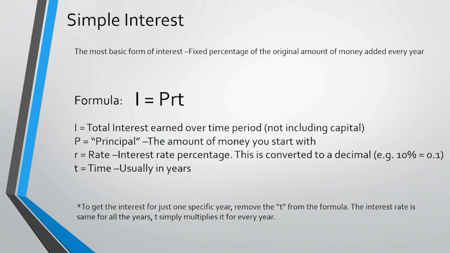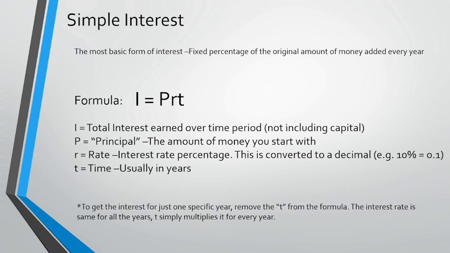P, which is capital P, always capital P, stands for principal, or the starting amount of money. This is also known as the capital. R, or the lowercase r, always lowercase r, stands for rate, the interest rate percentage. This is converted to a decimal. For example, if the rate is 10%, then the R value would be 0.1. T, or lowercase t, is time in years because interest is usually applied annually.